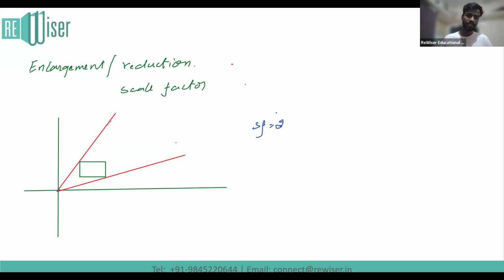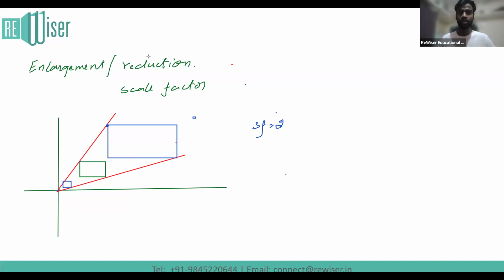So somewhere here, it would be double of this. And the rectangle would look something like this. This is how the enlargement happens, and the reduction means the rectangle would look something like this.